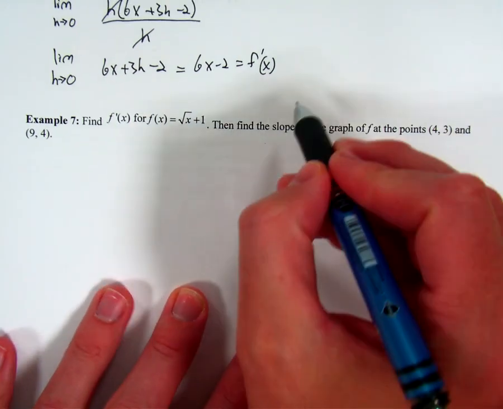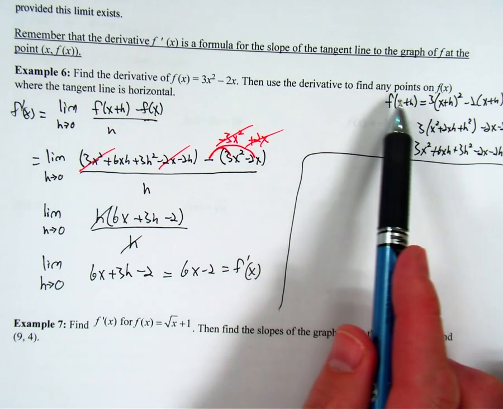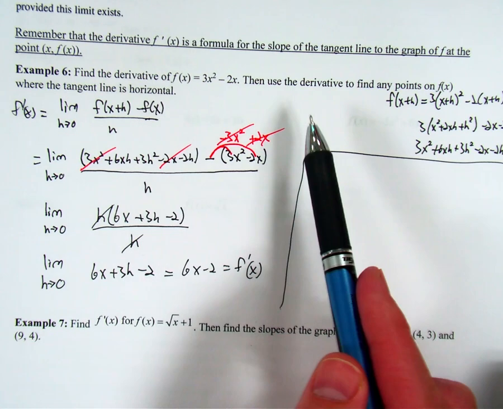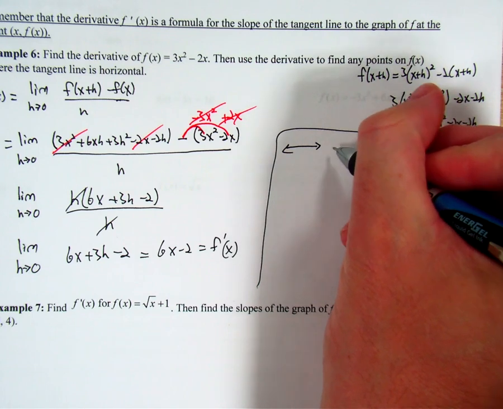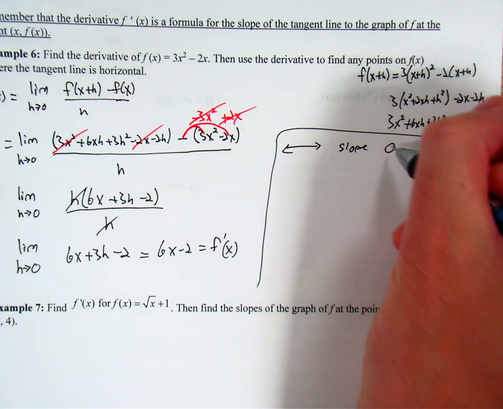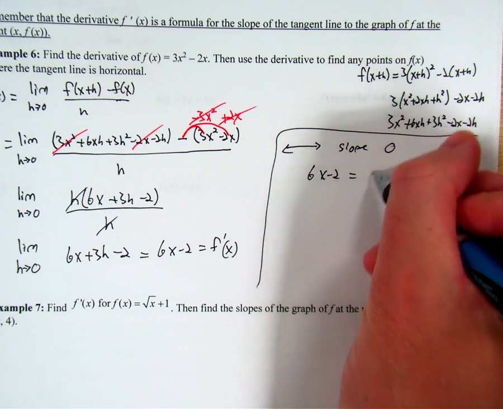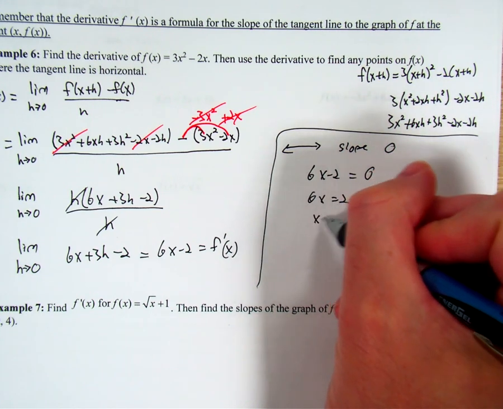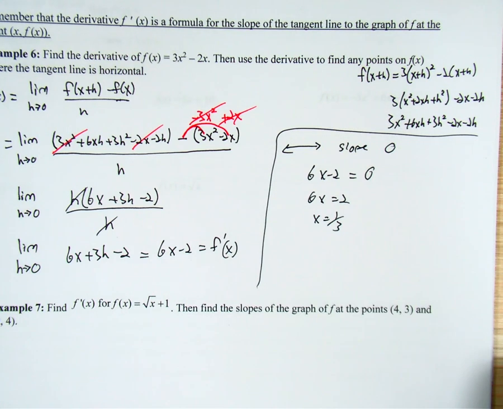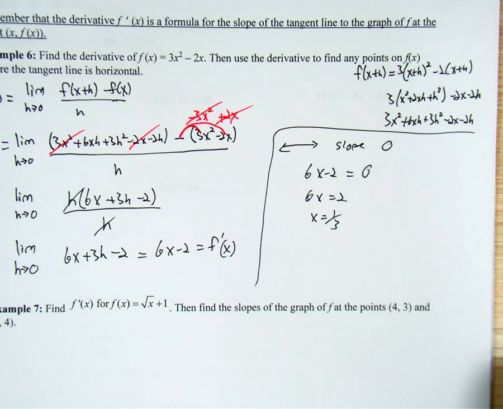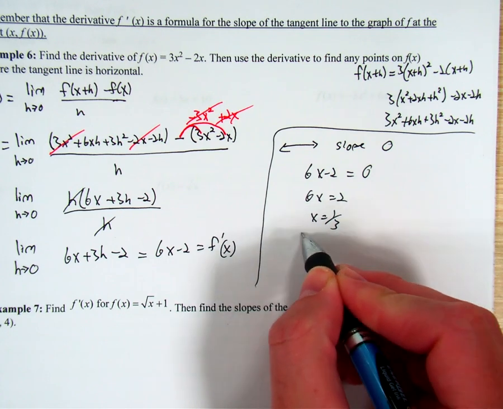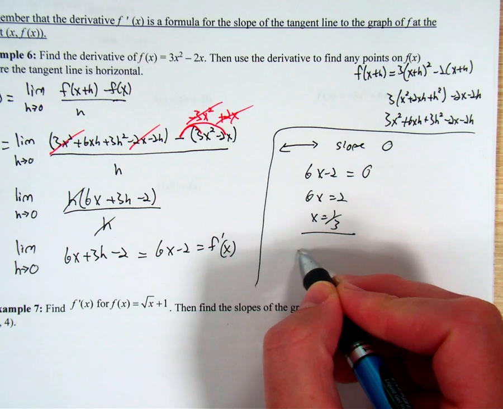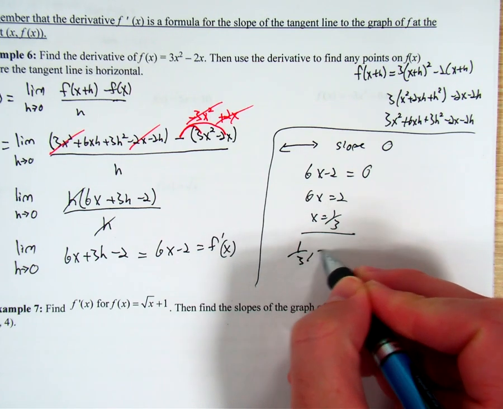Oh, we missed our part 2 up here. Use the derivative to find any points where the tangent line is horizontal. Tangent line horizontal would mean the slope is 0. So we're going to set 6x minus 2 equal to 0. So we'll have 1/3, and we'll plug that back in, and we should get like negative 1/3.